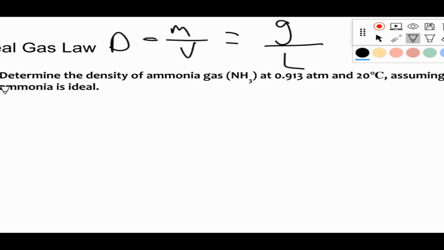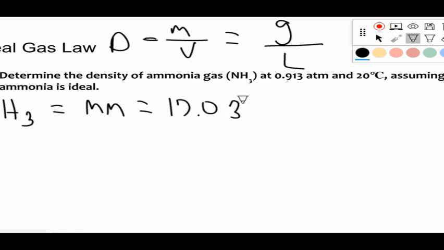So for this one, I'm going to first figure out what my molar mass is of this substance. And this is NH3. So I'm going to take the mass of 1 nitrogen and 3 hydrogens. It comes out to 17.034 grams per mole.